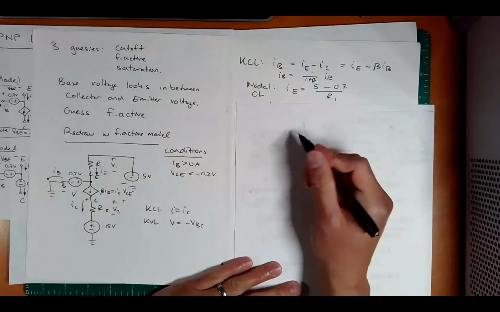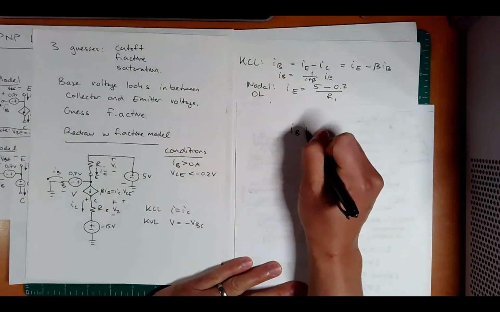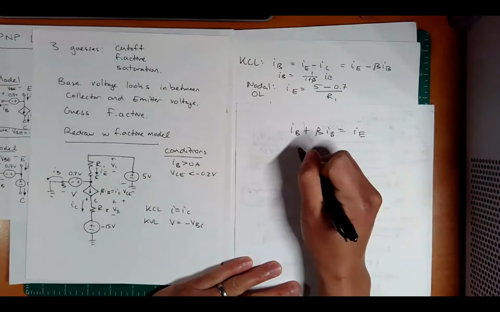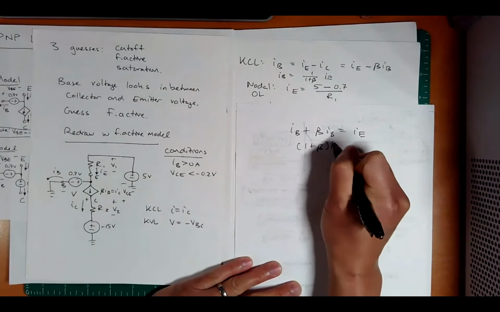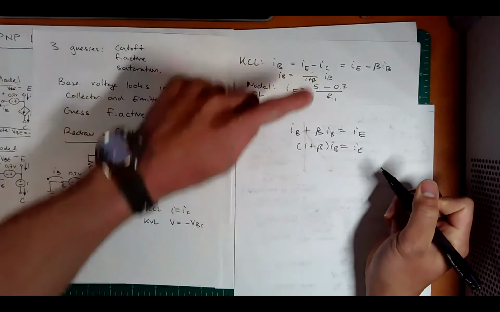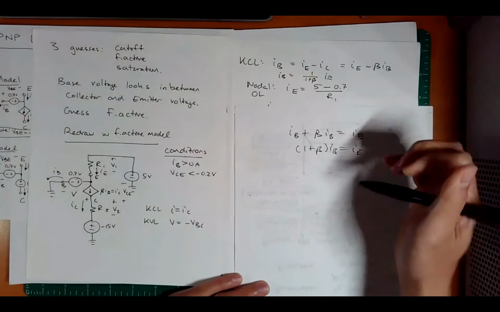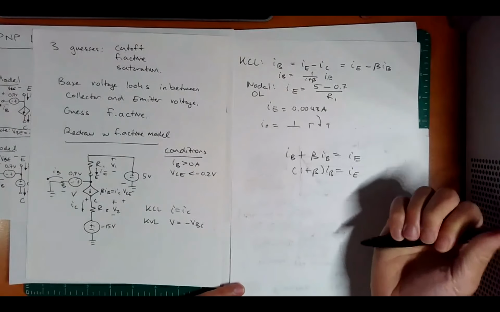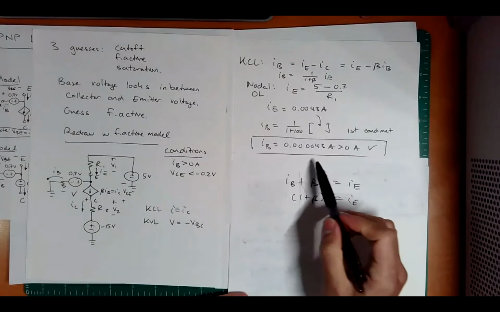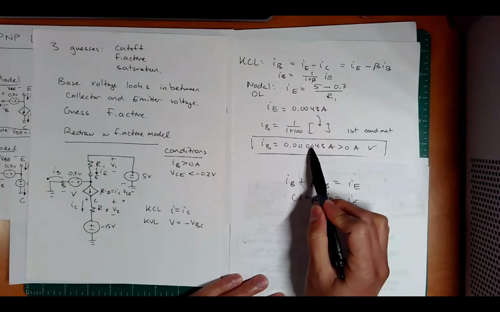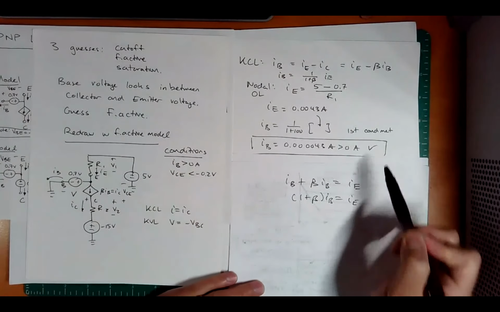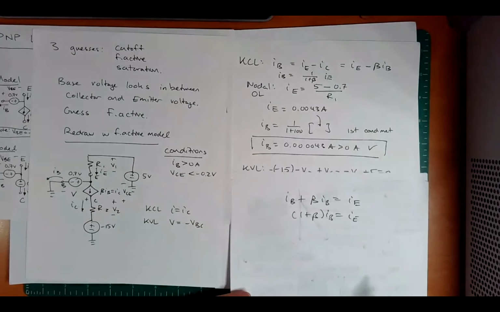So let me do that slowly. IB plus beta IB equals IE, right? And so (1 plus beta) IB is equal to IE. Then I move this over, I get that. Then I take this and plug it in. I know what R1 is, and I get that IE is 0.0043 amps, which means IB is 0.000043 amps, and it's positive. So the first condition is met. Yay. Okay, what about the next one?